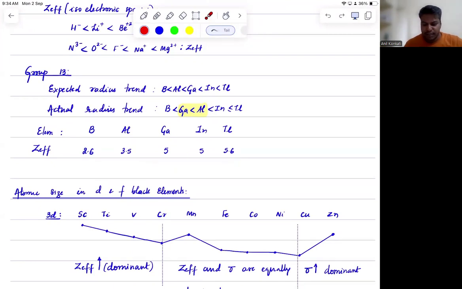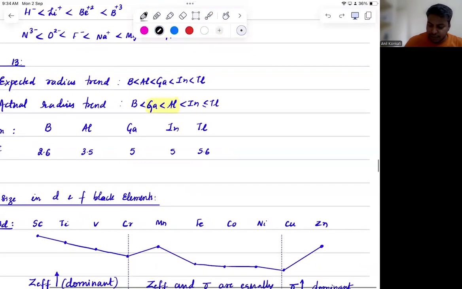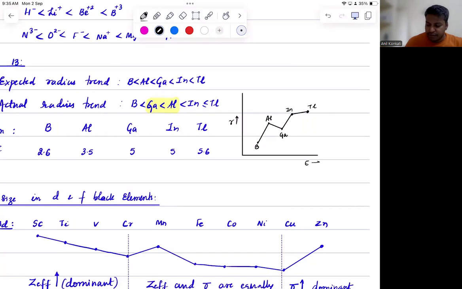Based on that, if you notice the atomic size of these elements, when it comes to boron, then aluminum, then gallium, it decreases, in fact. Towards indium, it increases, and towards thallium, it almost remains the same or a slight increase is observed. That's it. So this is boron, aluminum, gallium, indium, and thallium, and this is how the radius versus elements will vary.